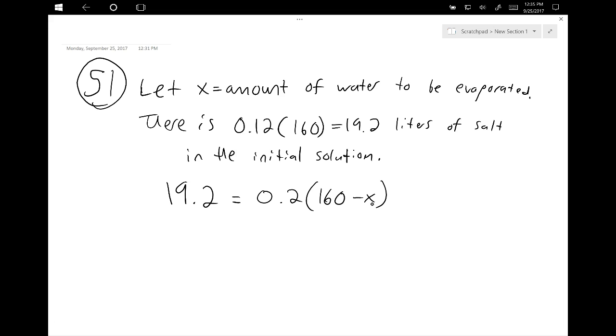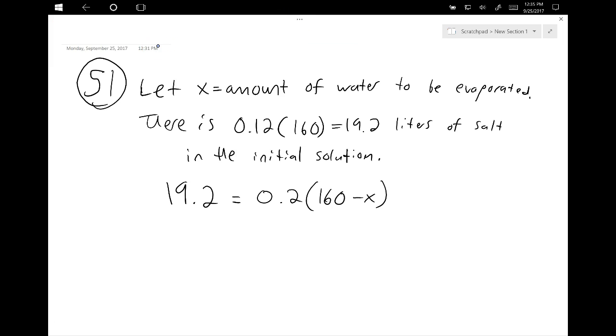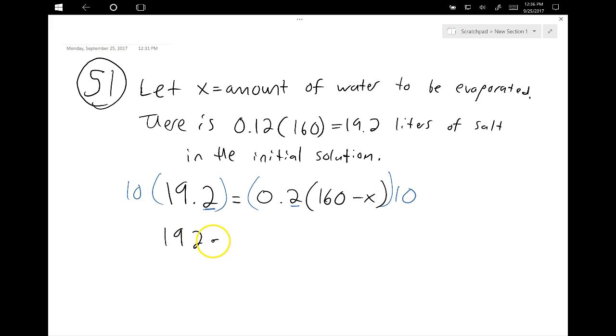Now anytime you're solving an equation with decimals, you can multiply both sides by the furthest place value in the decimal. So I see this is 19 and 2/10 and this is 2/10, the furthest place value is the tenths place. So I can multiply both sides by 10 to clear up my decimals. If the furthest place value were the hundredths place, I can multiply by 100 and so on. So this would be 192 equals 2 times 160 minus X.